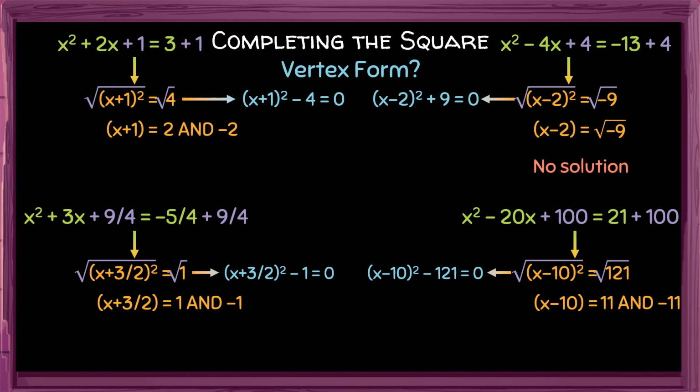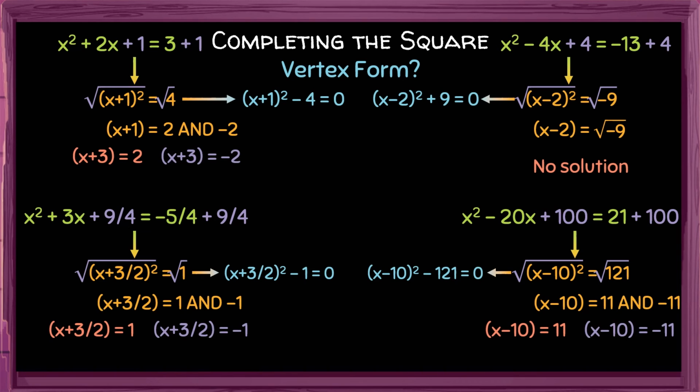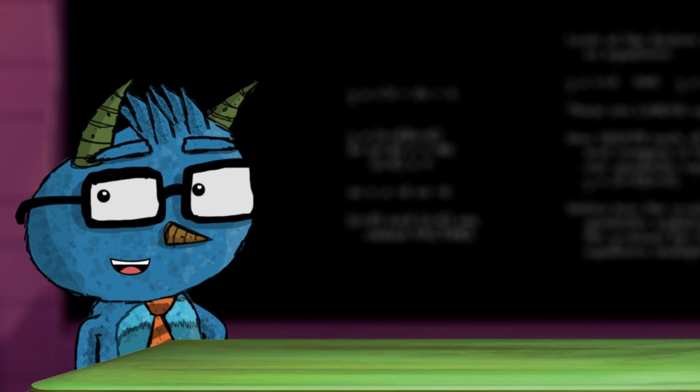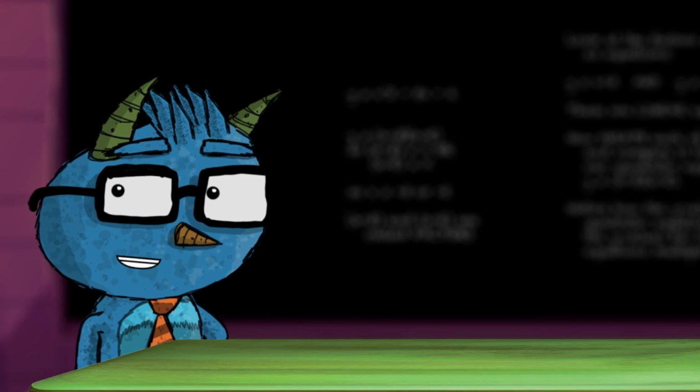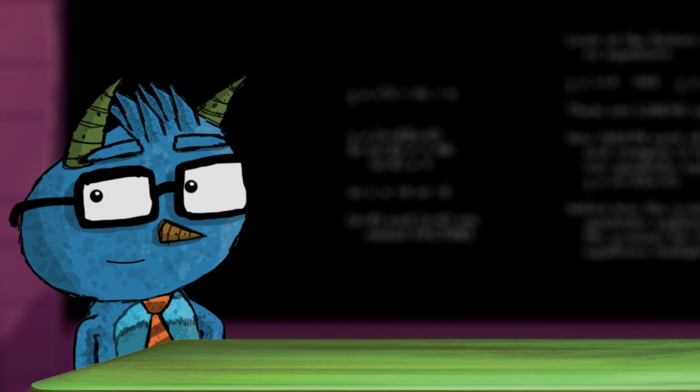The positive square root makes one equation. The negative square root makes a different equation. The DRAC solves them both. And this gives us two different answers. Well done, Tom. We just solved for x. You really hit the nail on the head.